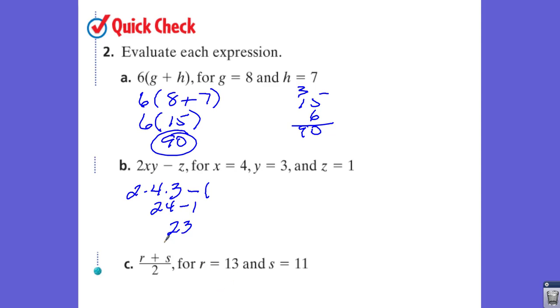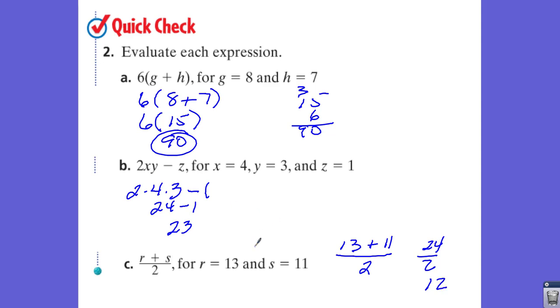Now this last one down here, it's got r plus s, and it's all on the top part of that fraction, on the numerator. So that means I've got to add those together before I actually do any division. So putting that whole bar right there actually kind of implies that this top part is in parentheses. So this would actually be 13 plus 11. And I'm going to take the answer to that and divide it by 2. So 13 plus 11 gives us 24 over 2. And 24 over 2 is 12.